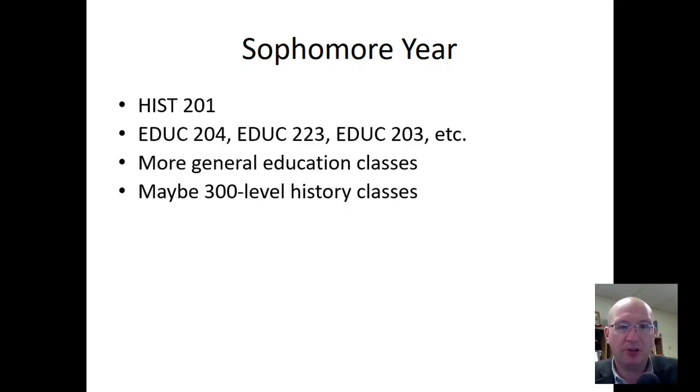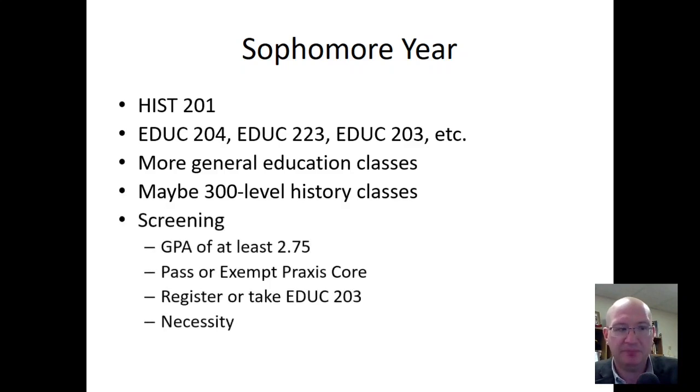What's also really important about the sophomore year is screening. So in order to take 300 level education classes, which is required to graduate, of course, you need to screen. You need to pass screening. What do you need to pass screening? You need to have a GPA of at least 2.75. You need to pass or exempt Praxis Core. You need to register or have already taken Education 203. Those are the three things you need to do. I'm going to go through them now and give you a little bit more detail.